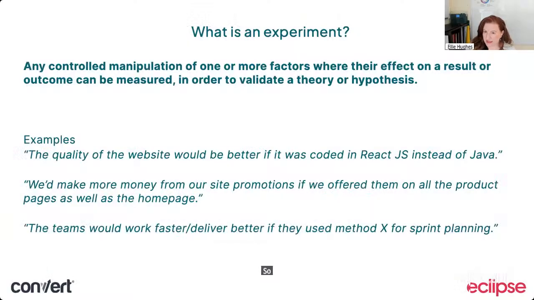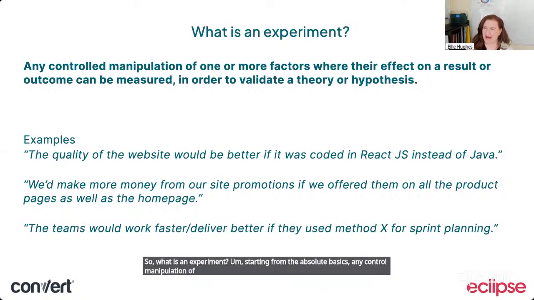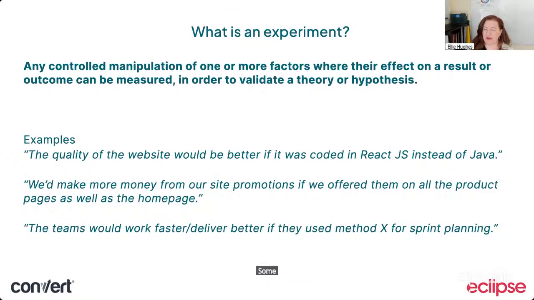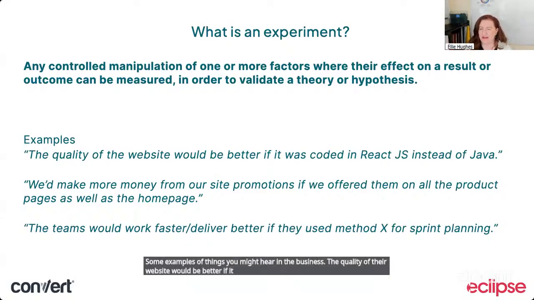So what is an experiment? Starting from the absolute basics, any controlled manipulation of one or more factors where their effect on a result or outcome can be measured in order to validate a theory or hypothesis. Some examples of things you might hear in the business: the quality of their website would be better if it was coded in this code rather than this code.